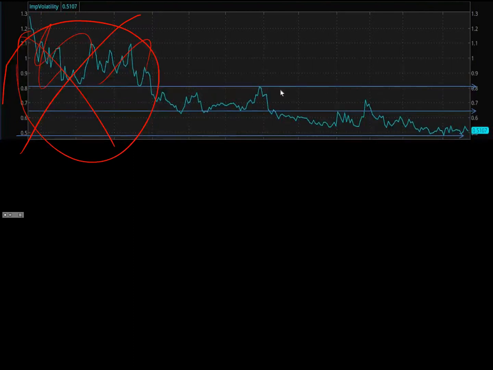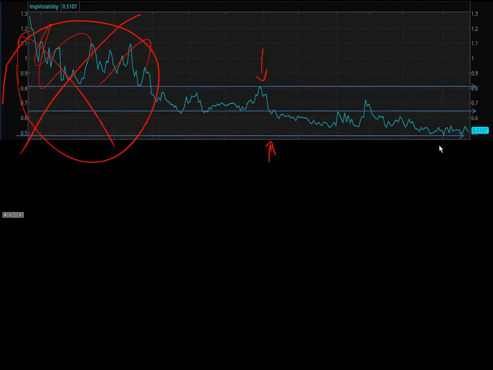So we draw in these, we got our resistance, now our support, right? We can see that it's at or near that very low. So we could obviously say that those pricing, just based on this, that those options prices are pretty cheap, okay? Ultimately, you can go as far as that.